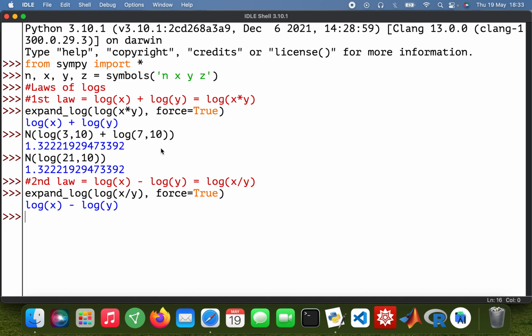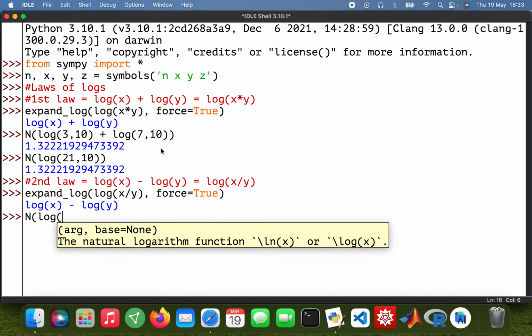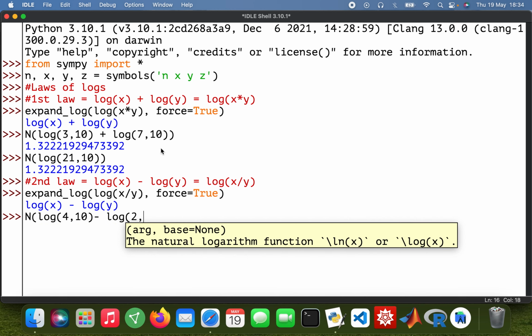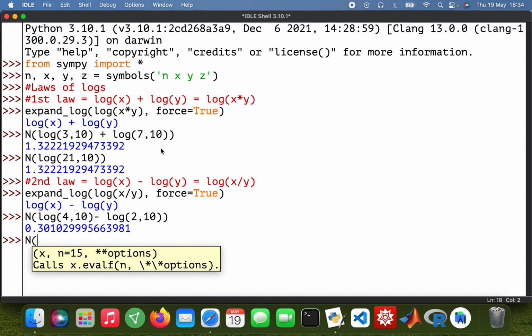So I'll give you an example as well. So a numeric example. So n, this n represents a numerical value. So then log 4 in base 10 minus log 2 in base 10. Right. So that's just the same as n log 2 in base 10.